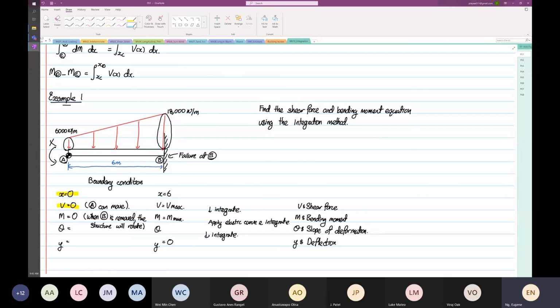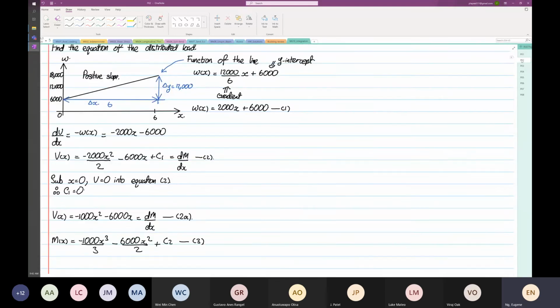So I'm going to highlight the boundary condition in blue. When x is equal to 0 now, m is also equal to what? M is equal to 0 also. So we're going to use that boundary condition that we've just written. We're going to substitute x equal to 0, moment also equal to 0, into equation number 3.